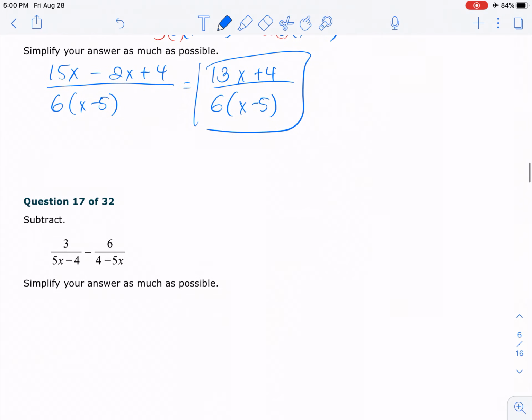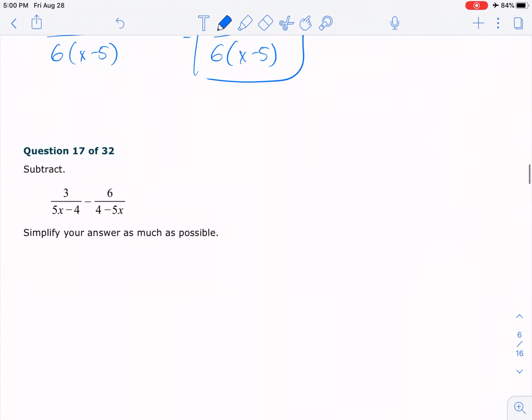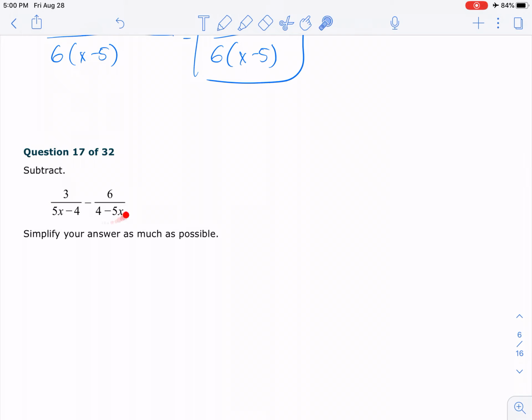Now for number 17, hopefully you can recognize that the bottoms are opposites. So you simply pick one and then multiply top and bottom by -1. So I'm going to pick this one, because if you multiply by -1, you're going to make them into the same, which is the LCD. So if I multiply, my LCD is going to be 5x minus 4. Okay, so we have 3 plus 6. So the final answer is 9 over 5x minus 4.